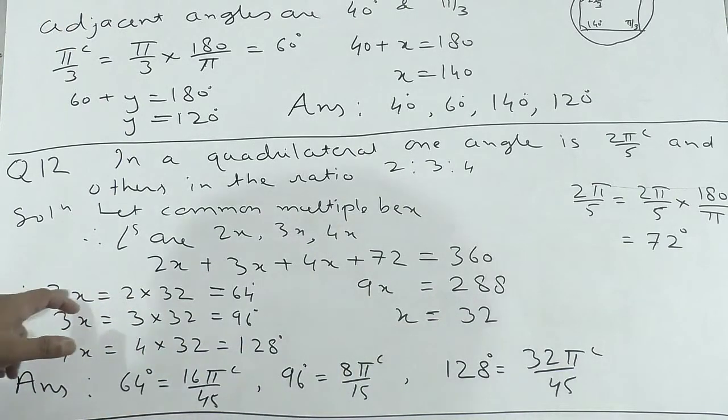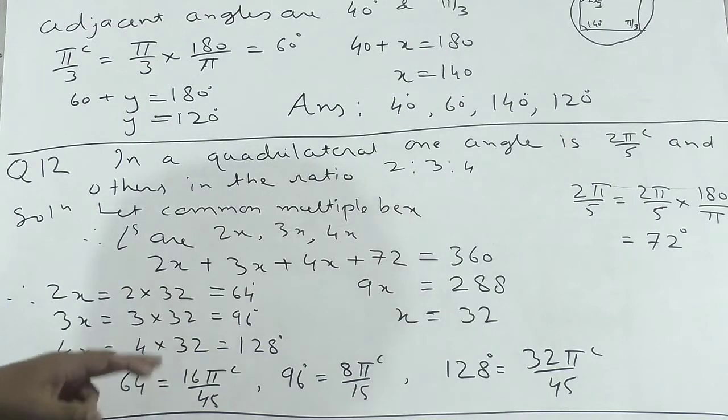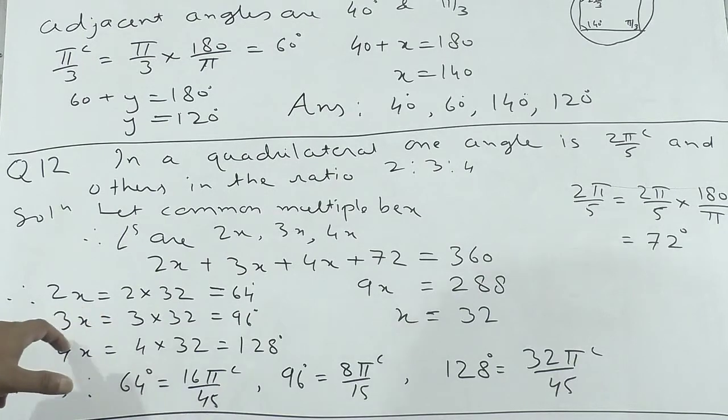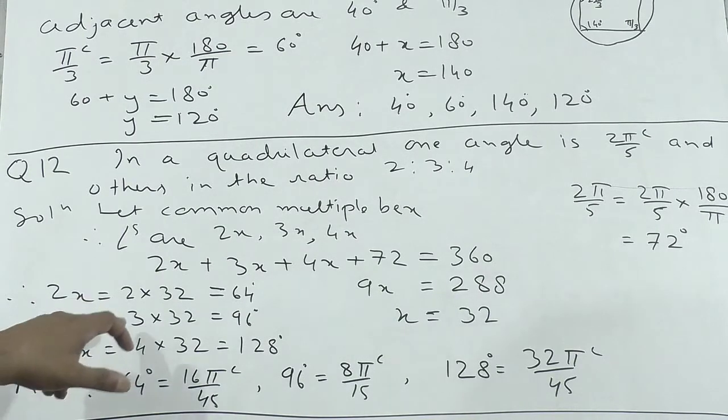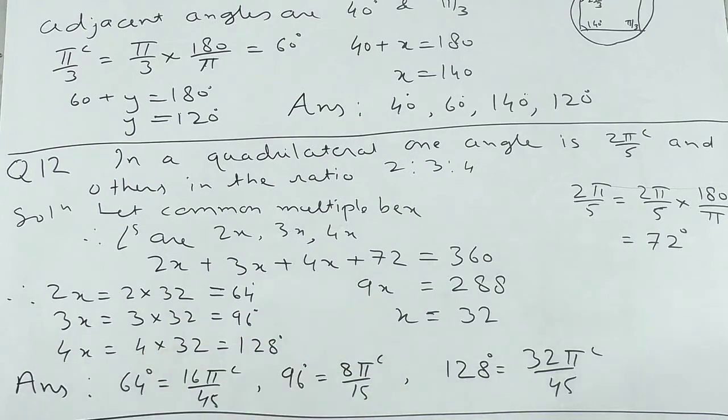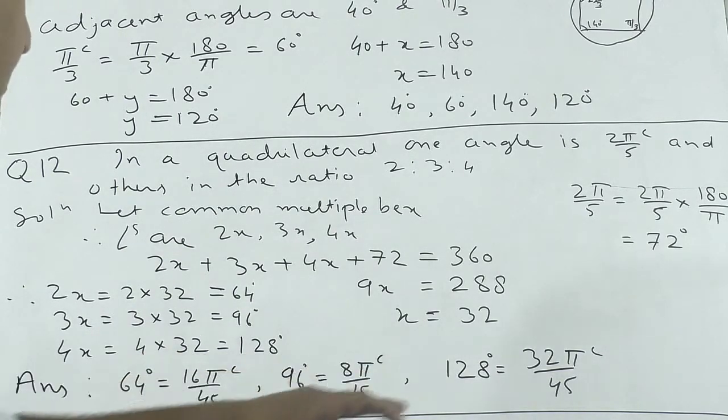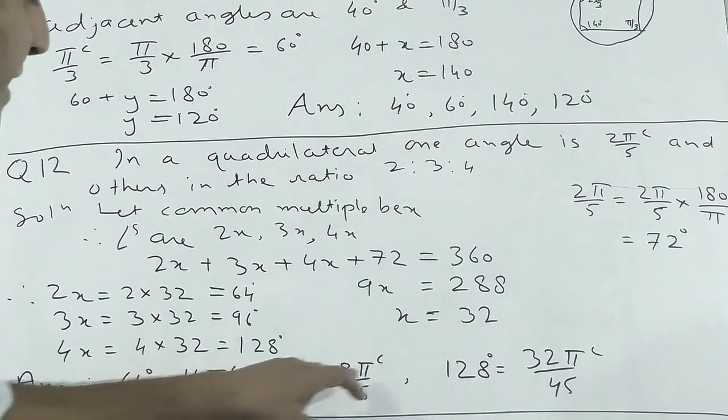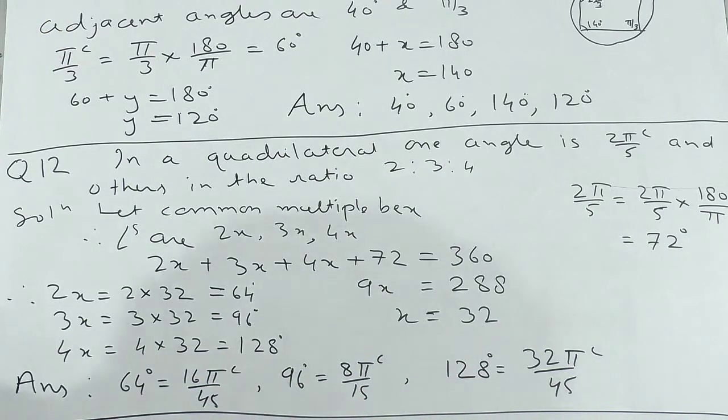So the first angle 2x, 2 into 32, that is 64 degrees. We can write 64 as 16 pi by 45 radian. The next angle 3x, 3 into 32, 96 degrees, 8 pi by 15 radian, converting with pi by 180. 4x is 4 into 32, 128 degrees. Convert to radian, into pi by 180, 32 pi by 45. Right? Simple. You try, practice at home. Whatever answer is asked, degree and radian, you have to write the answer. The answer was asked in both degree as well as radian, so we wrote the answer.